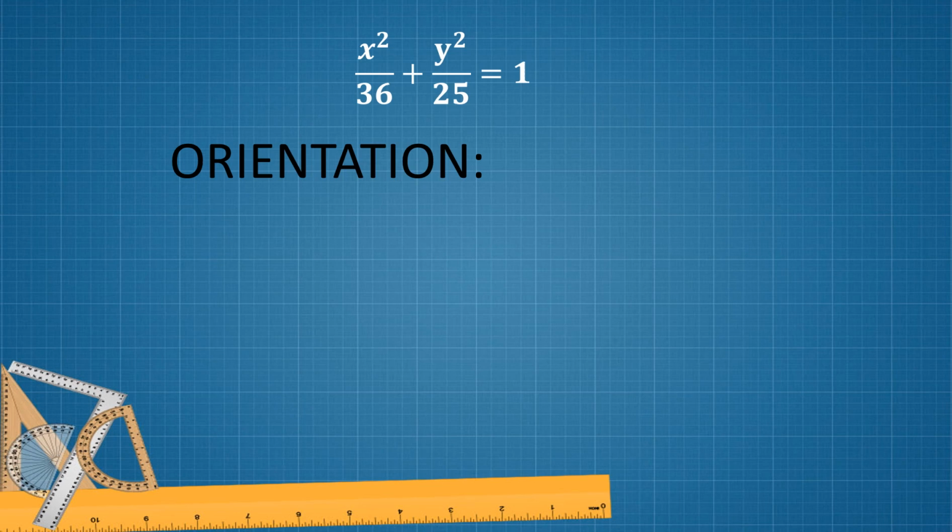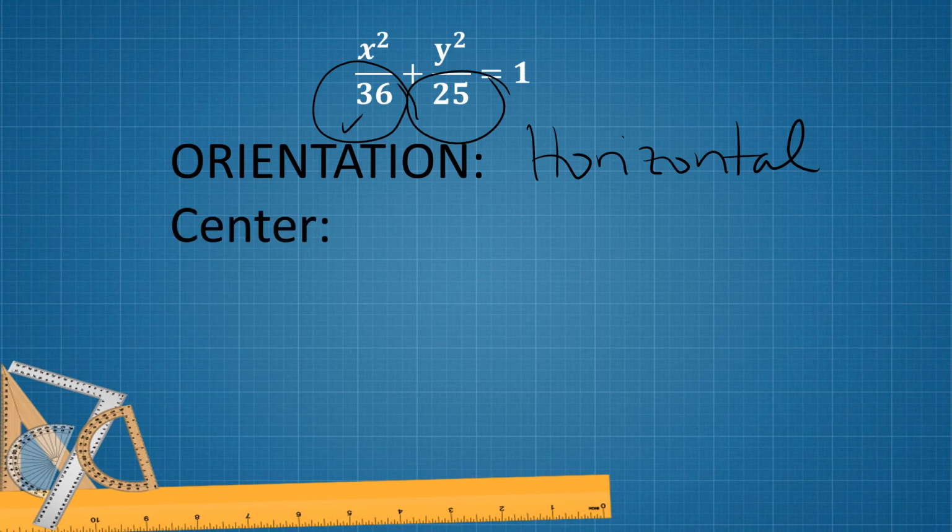Like what we discussed, in order for us to find the orientation, we're going to take a look at the denominator. The denominators are 36 and 25. The greater value is 36, and it is below the variable x. Therefore, the orientation is horizontal.